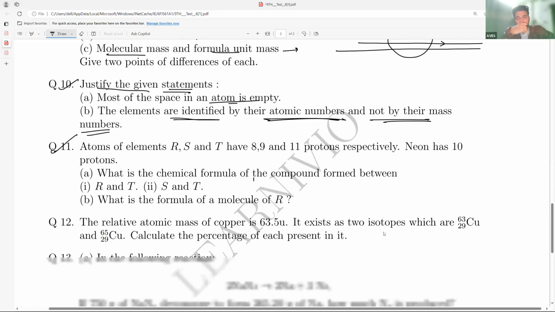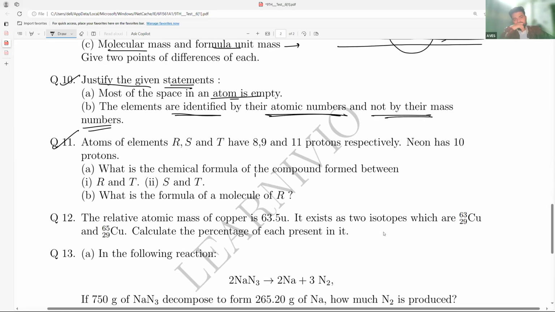Question number 11. Have you done this question number 11? Only the first part. If I talk about the atoms of an element R, S, and T, they have this number of protons respectively. Neon has 10 protons. Write the chemical formula of the compound between R and T and S and T.